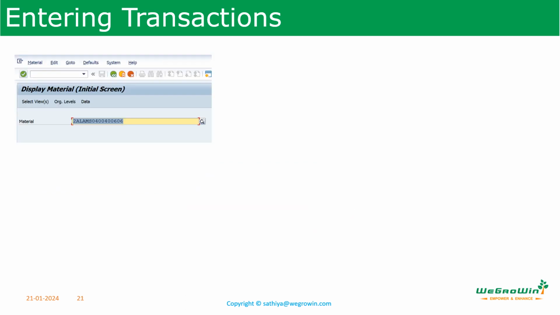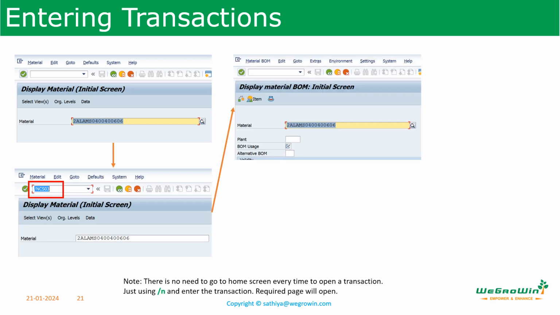Now I am in the material page. From here I want to go to another screen, bill of material display, right? Here I have to use /n CS03, that is the transaction. If I click on it, the system will take me to the other screen.